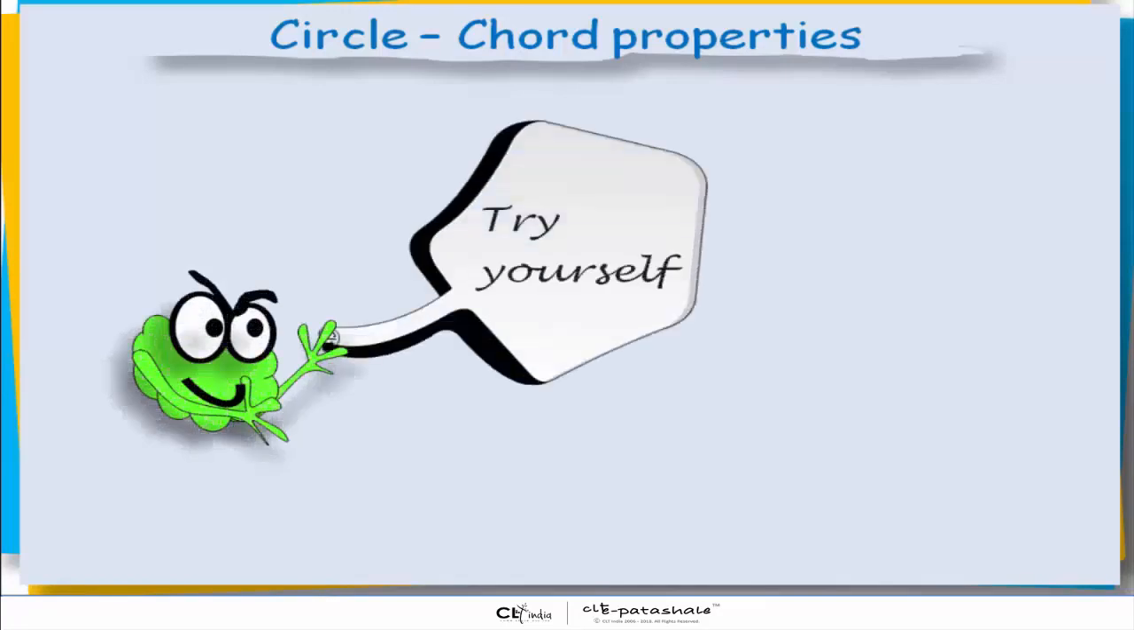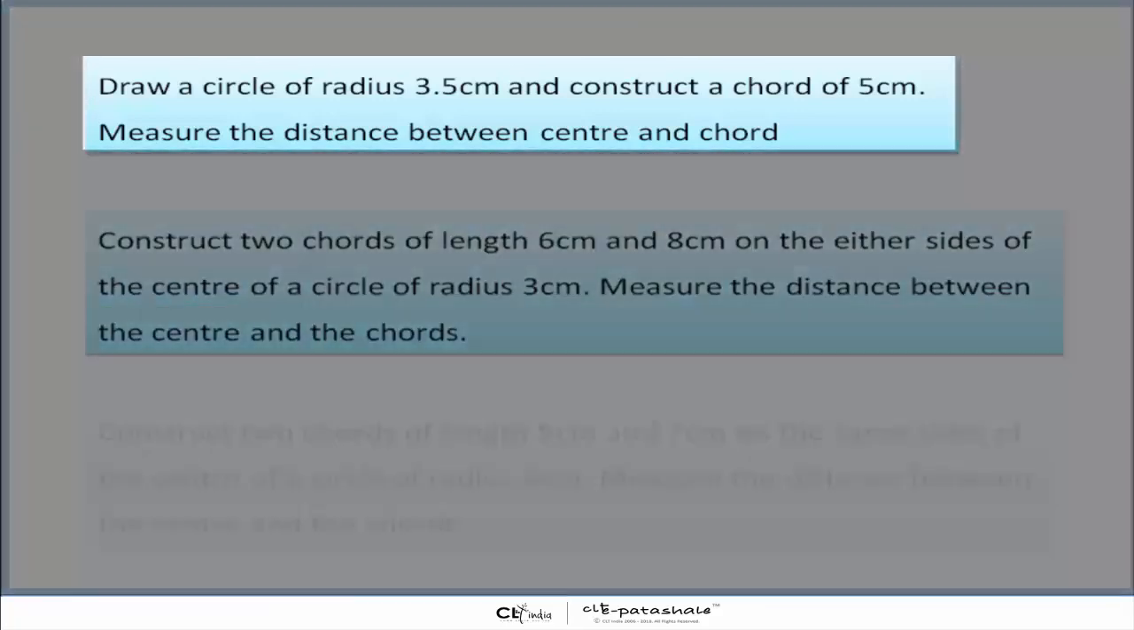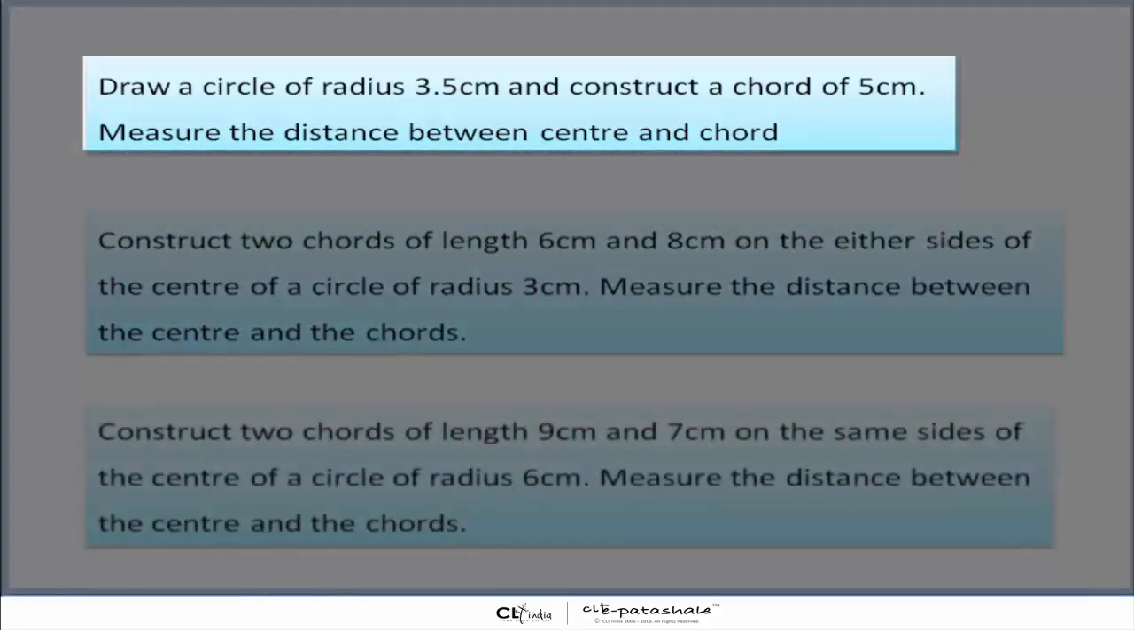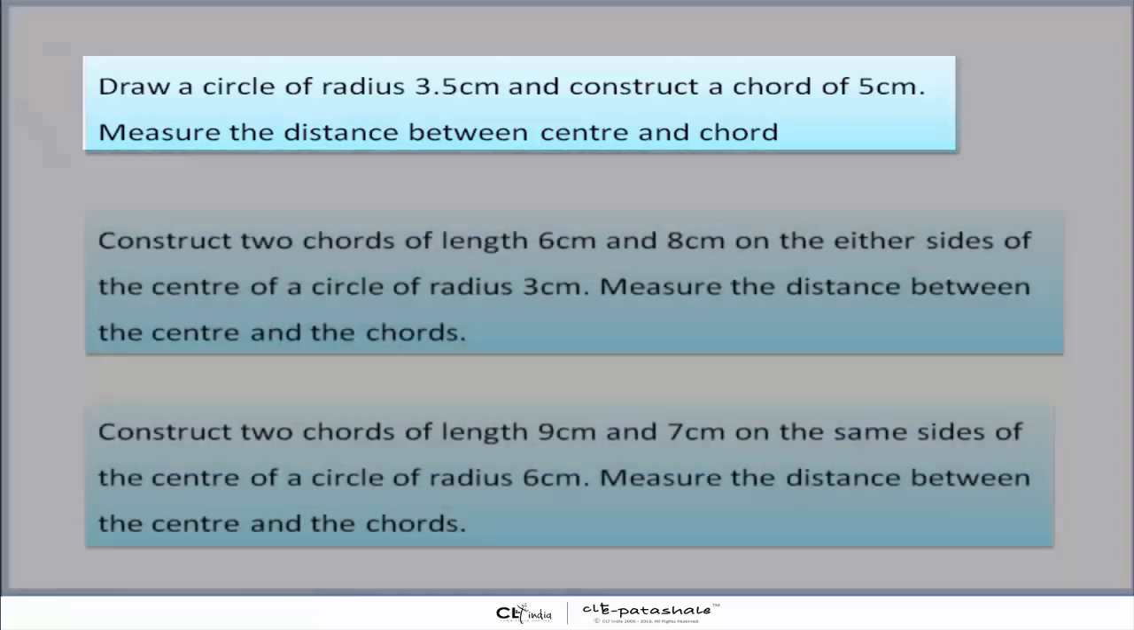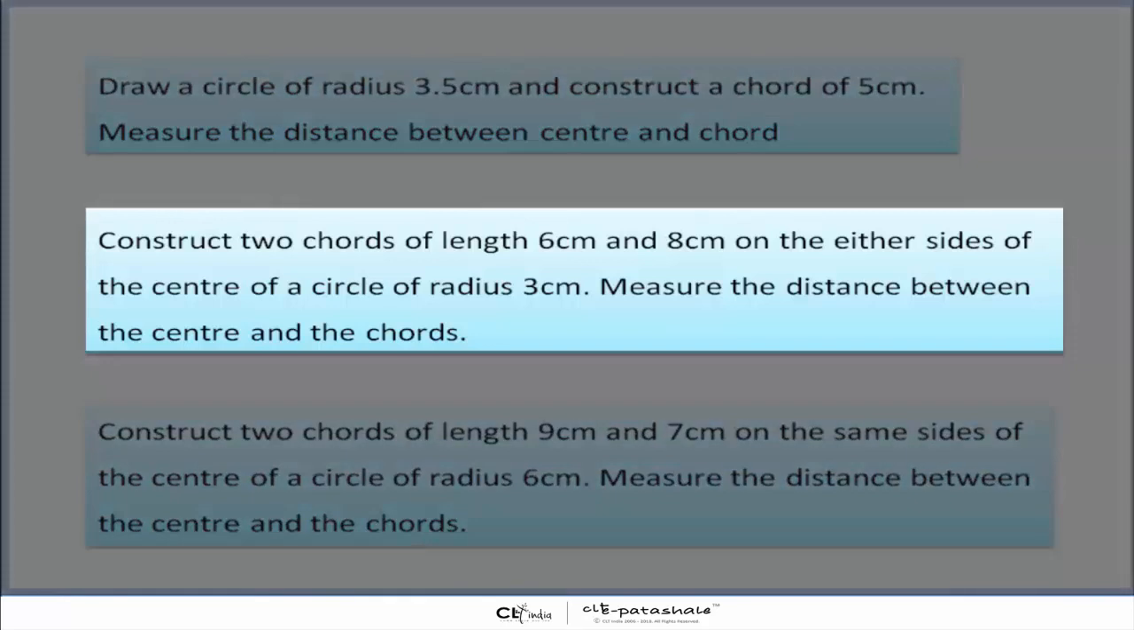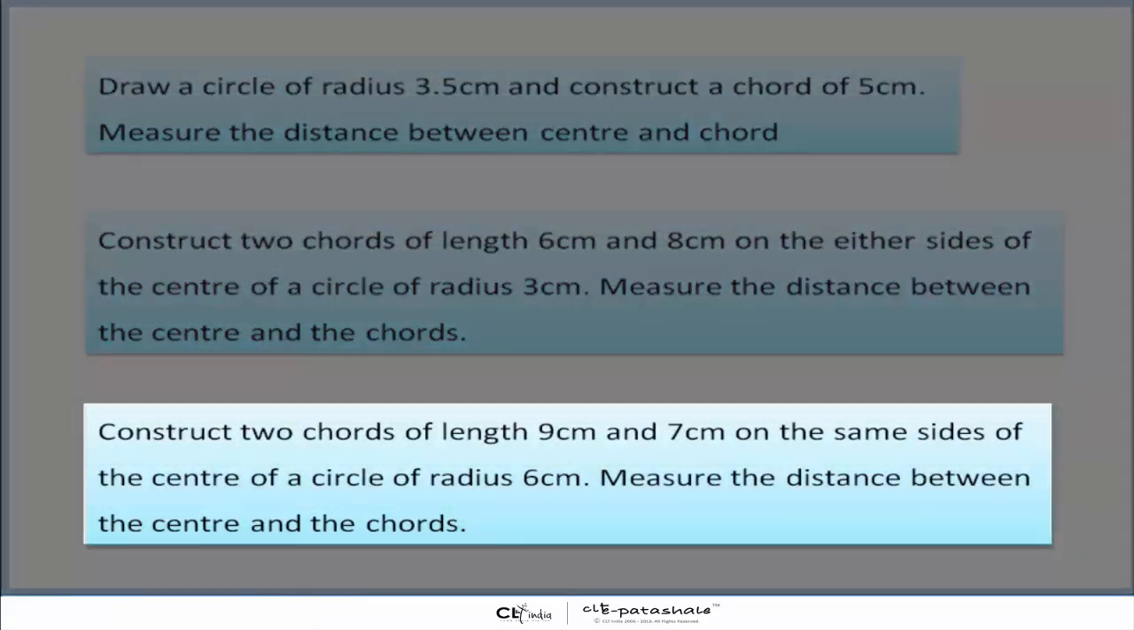Try yourself. Draw a circle of radius 3.5 centimeters and construct a chord of 5 centimeters. Measure the distance between the center and the chord. Construct two chords of length 6 centimeters and 8 centimeters on either side of the center of a circle of radius 3 centimeters. Measure the distance between the center and the chords. Construct two chords of length 9 centimeters and 7 centimeters on the same side of the center of a circle of radius 6 centimeters. Measure the distance between the center and the chords.